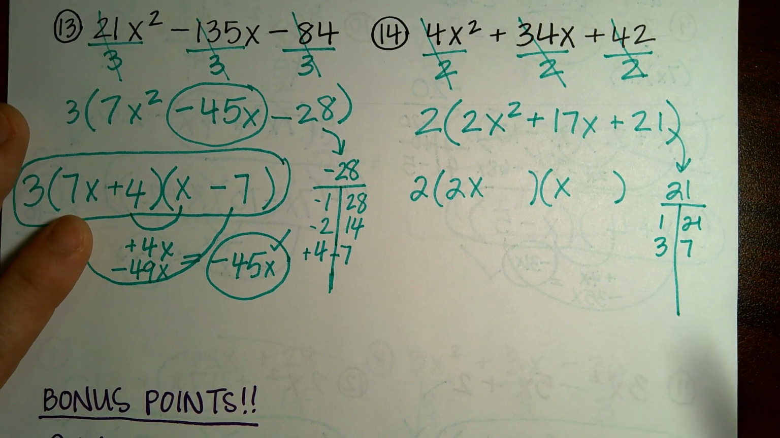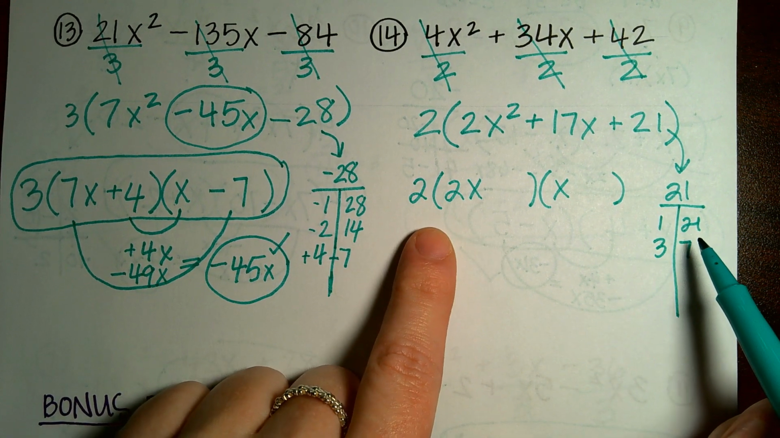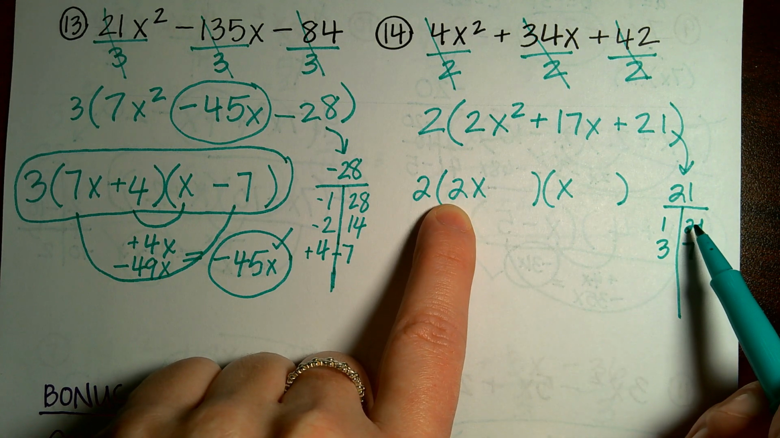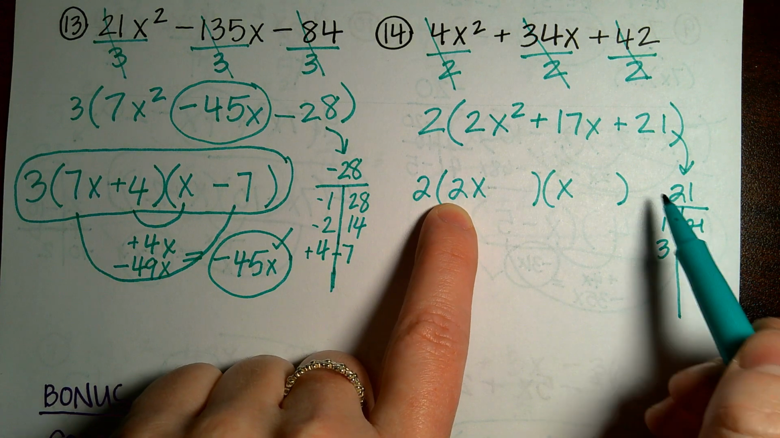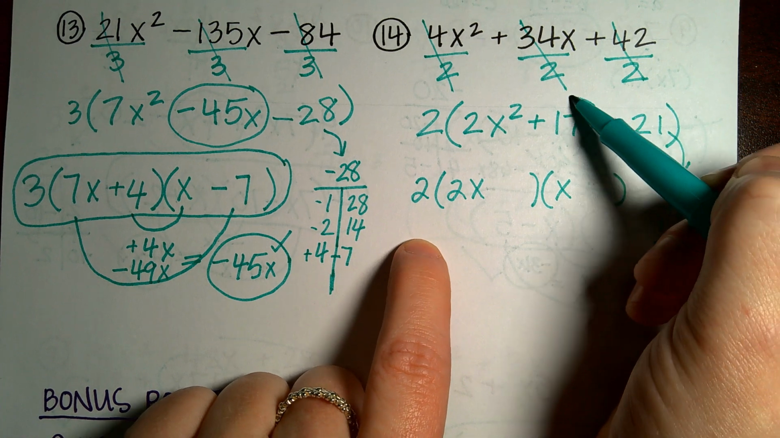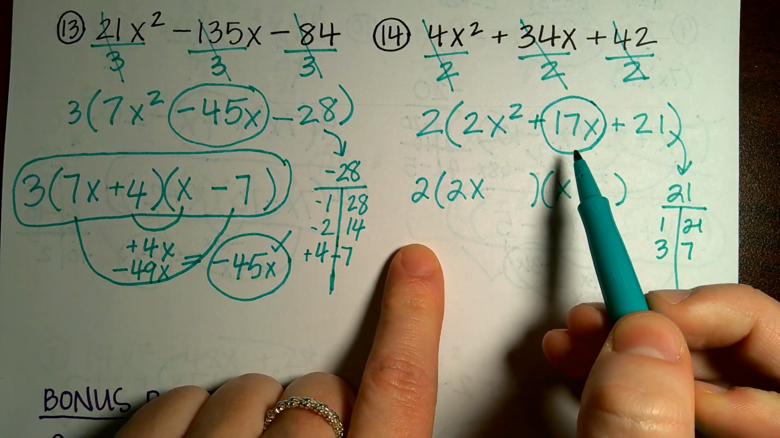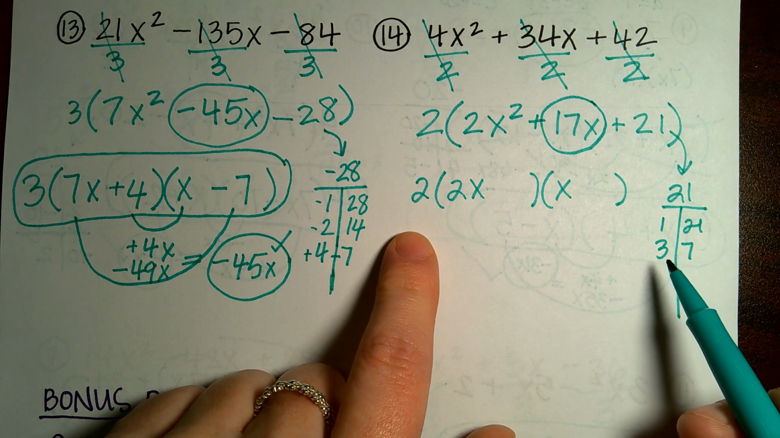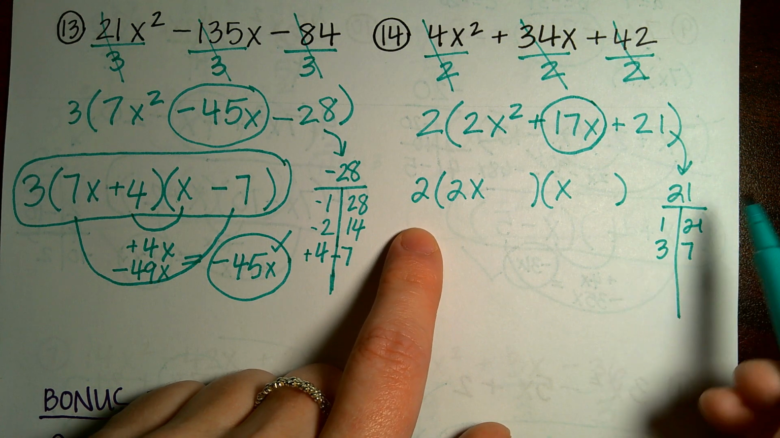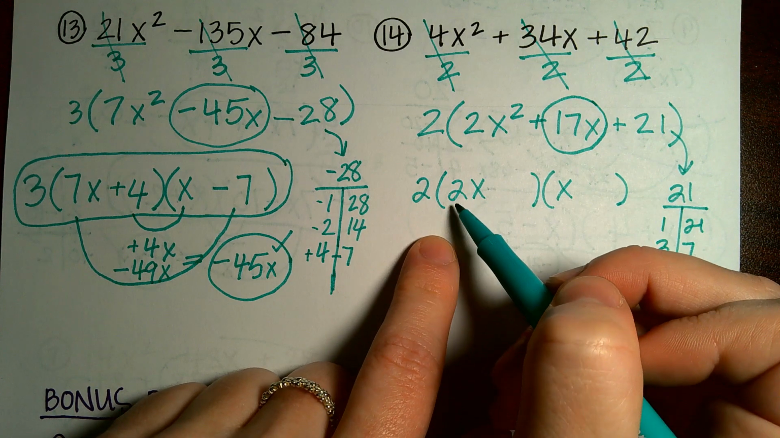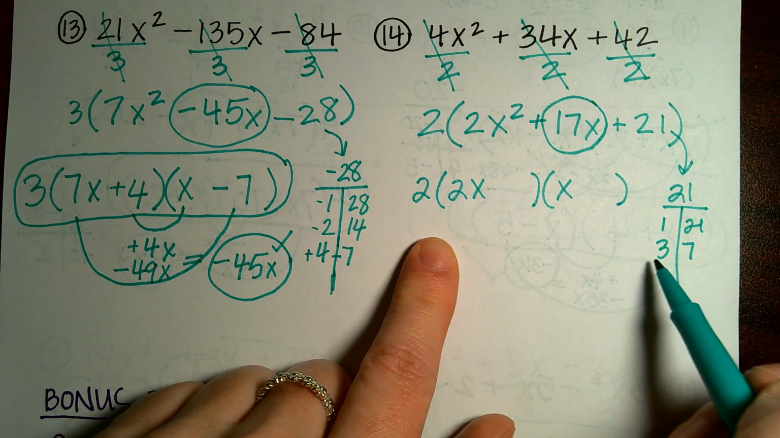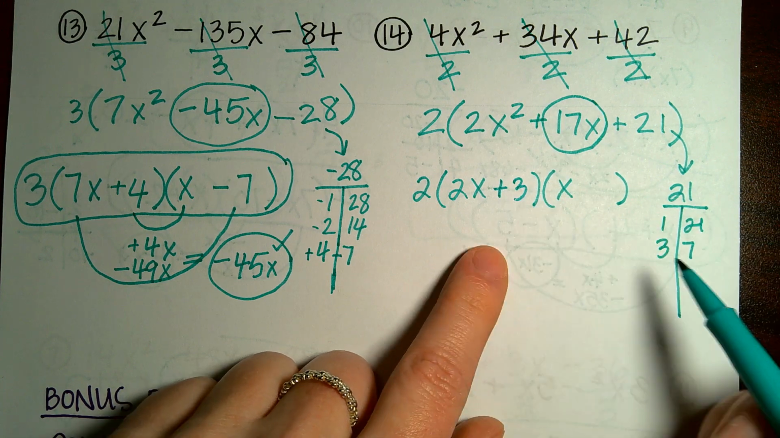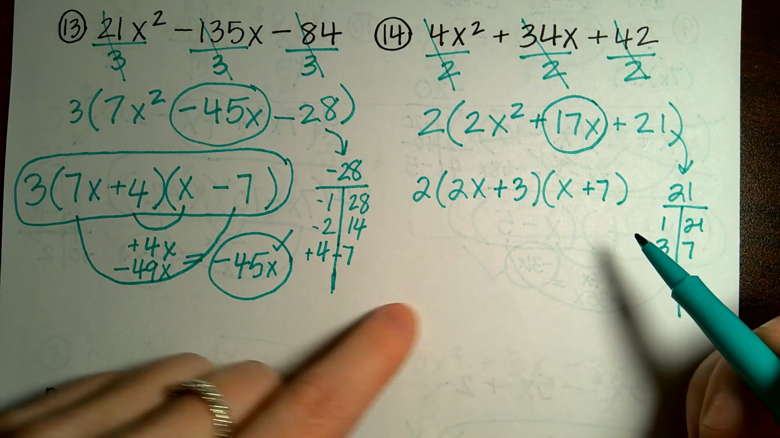Honestly, let's stop there. Let's do some mental math here. 2 times 21 is going to give me 42. That's going to be too big because I know I need my numbers to add up to my middle term, which is 17x. So, what do we think about 3 and 7? That's going to work. 2 times 7 is 14, 15, 16, 17. I'm going to write the work out though, just in case. So plus 3, plus 7.